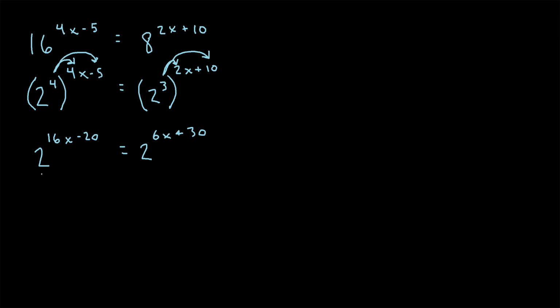Okay, so now that both the left-hand and right-hand side are 2 to the power of something, it means that these exponents must be equal. So what we can do is just set them equal to each other. So we can say 16x minus 20 is equal to 6x plus 30. And we can just solve for x.